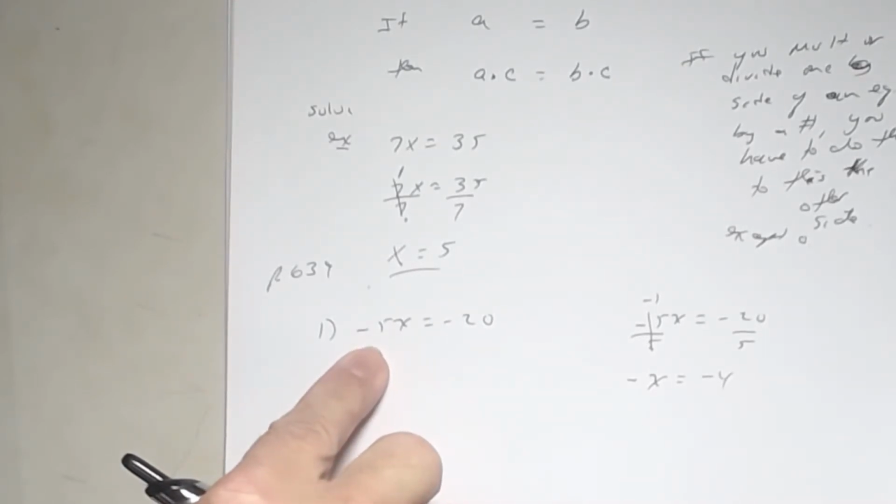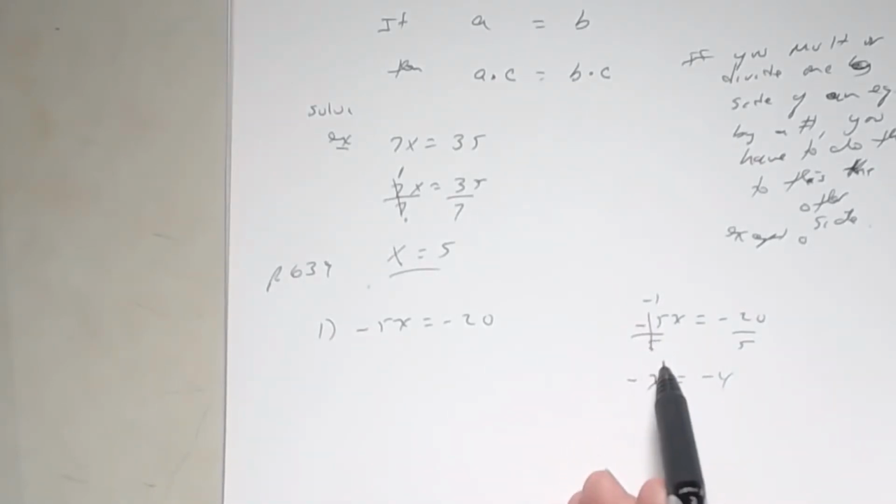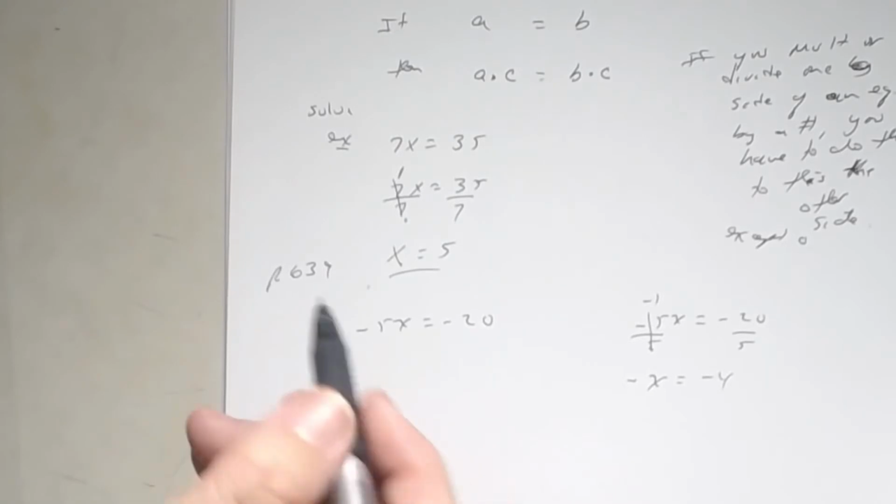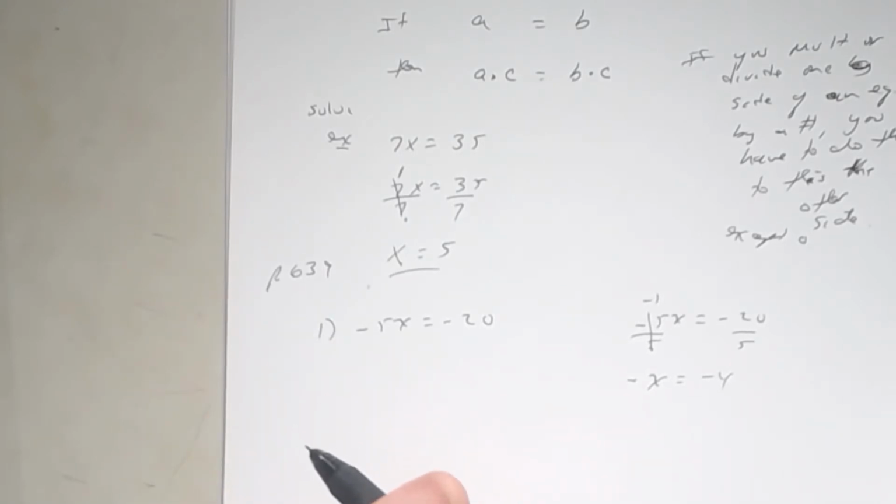Yes? Are you going to take our points if we don't do the negative 1 at the top? Like, if you just do this, you know how we divide negative 5 and get a positive 1. Are you going to take off points for not having a positive 1 in our steps? I would prefer that you put it there because that's what it is.